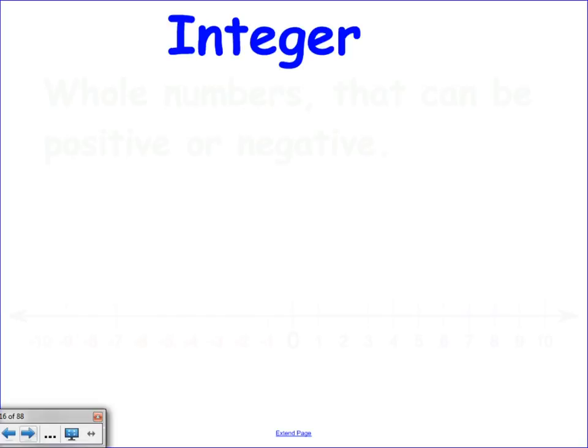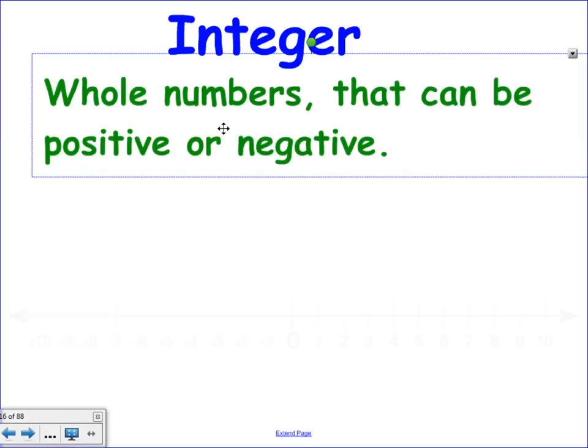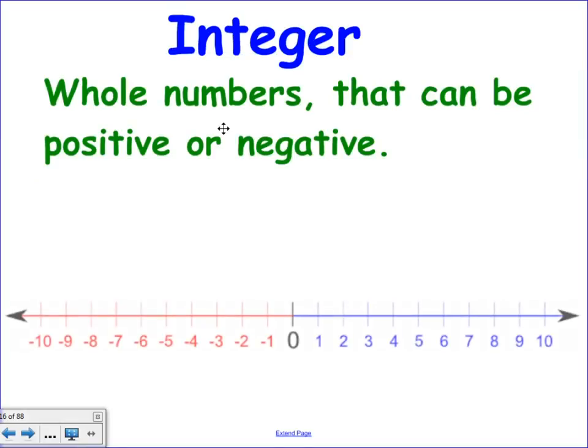It's just the minus as well. Brilliant. Negative. Whole number, that can be positive or negative. So an integer basically is all your positive numbers and all your negative numbers. Up to now we've just talked about the positive numbers, haven't we, when we're talking about our numbering systems. Well, these numbers can be negative.